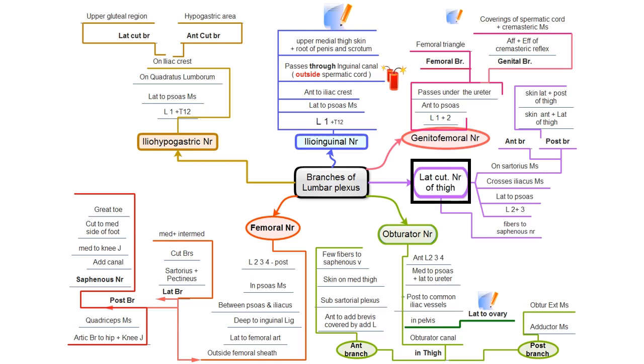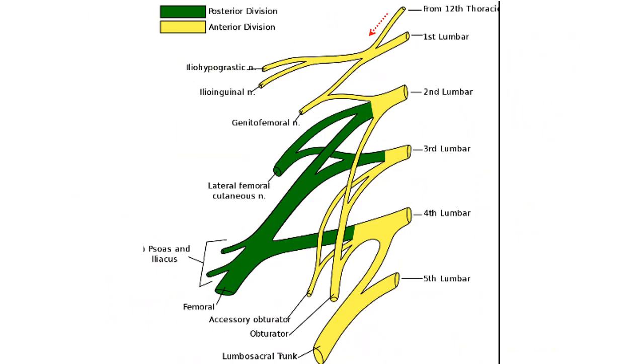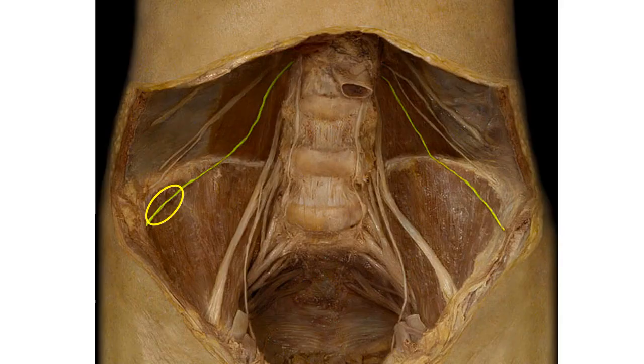Now let's have a look at the basics of the lateral cutaneous nerve of the thigh. This is the plan of the lumbar plexus, where L2 will give a branch, L3 will give another one, and these two will unite to form the lateral cutaneous nerve of the thigh, also called lateral femoral cutaneous nerve. As it comes out from the lateral border of the psoas major, it runs over quadratus lumborum, crosses the iliac crest, and then lies on the iliacus muscle.